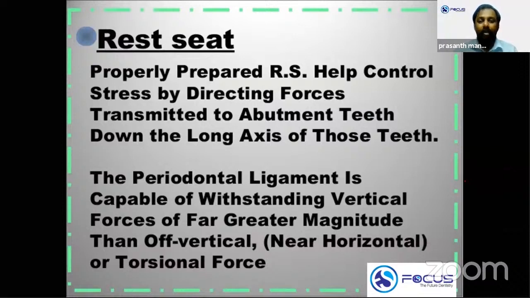A properly prepared rest seat helps to control the stress by directing the forces along the abutment teeth, along the long axis of the teeth. The periodontal ligament, we have told you, can withstand the occlusal forces more effectively than the lateral or horizontal forces. So it should have a rest seat preparation so that it can guide the forces along the long axis.